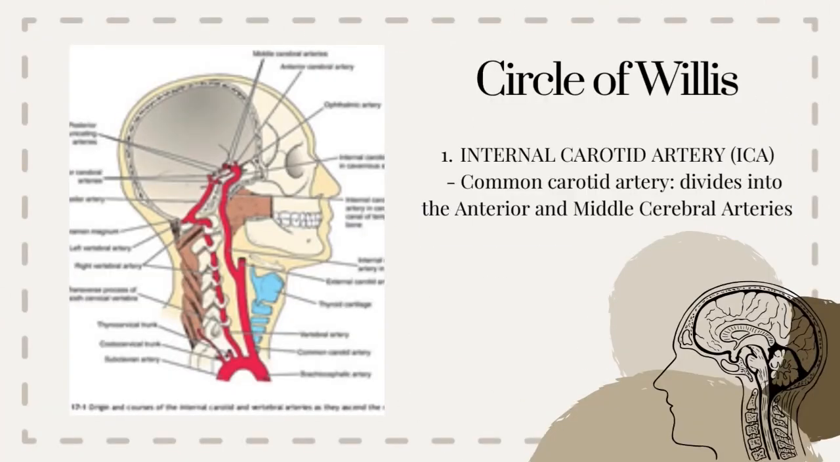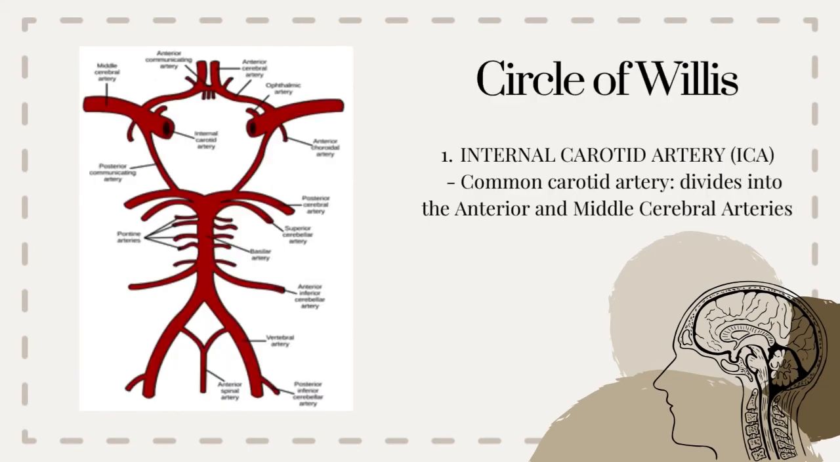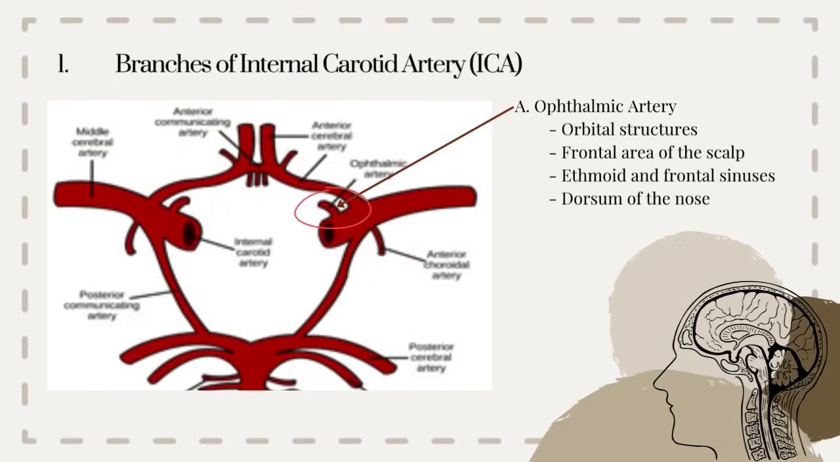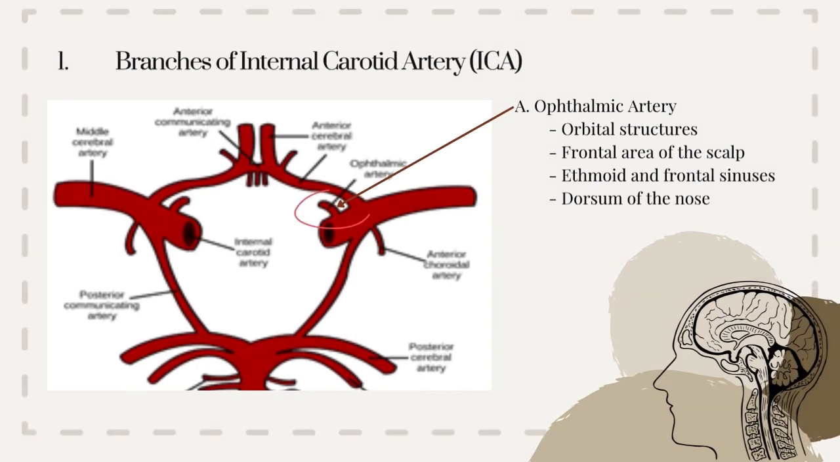First is your internal carotid artery, or ICA. It is the bifurcation of the common carotid artery that divides into your anterior and middle cerebral arteries. Under the branches, you have the ophthalmic artery. It enters through your optic canal below and lateral to the optic nerve.